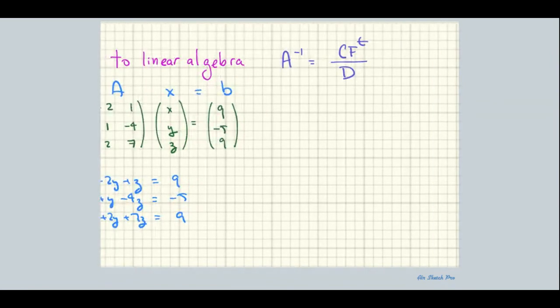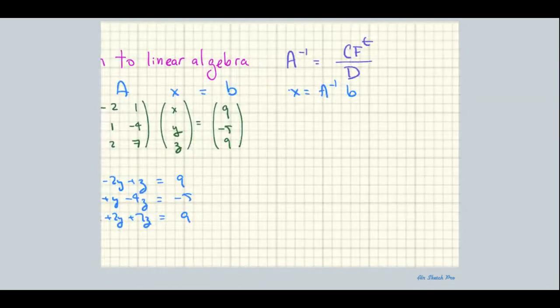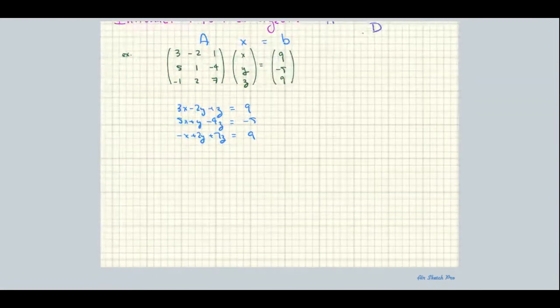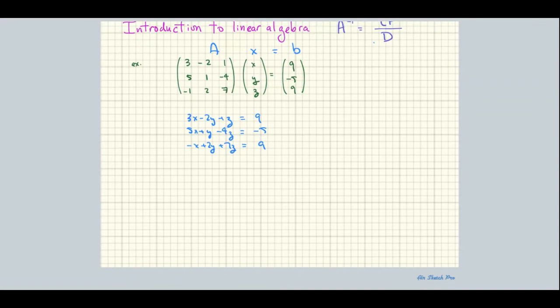To solve this for x, I'm going to multiply b by the inverse. Let me write that down here. Freeze the screen. If ax is equal to b, then the theory says that a inverse times ax is equal to a inverse times b. So x is a inverse times b.